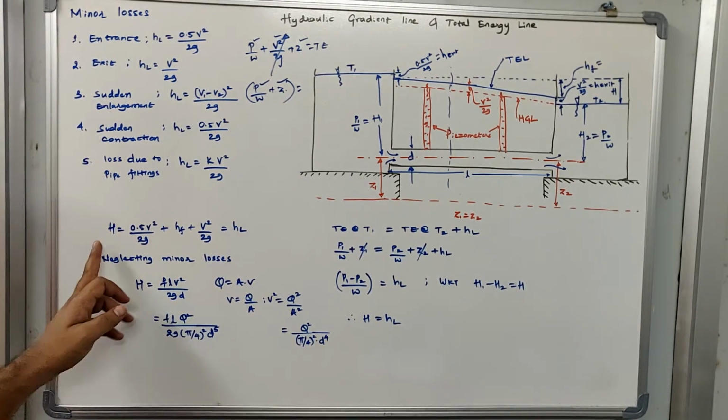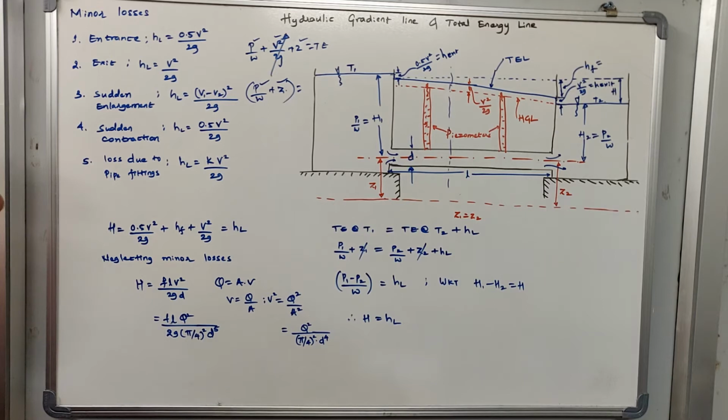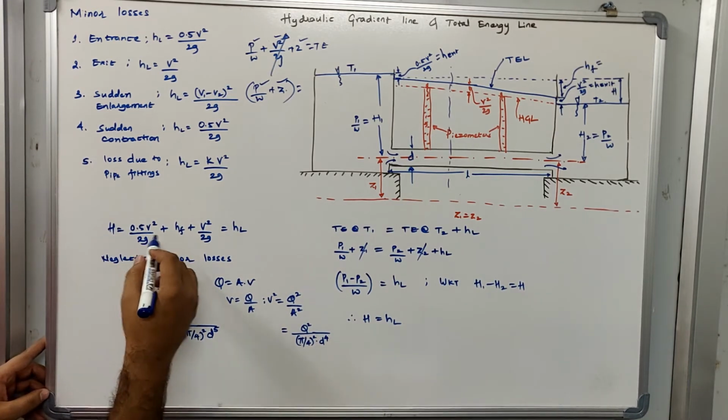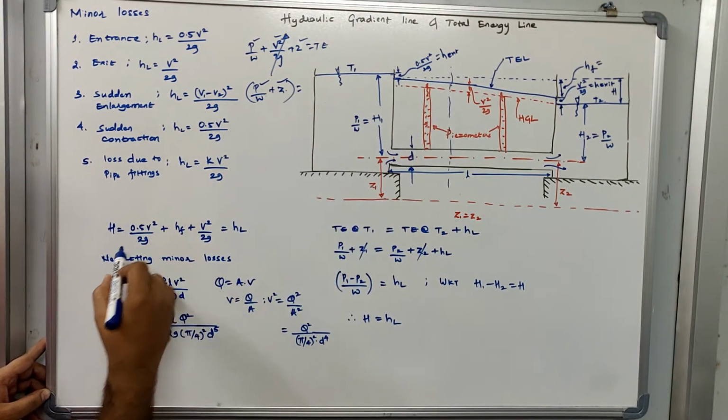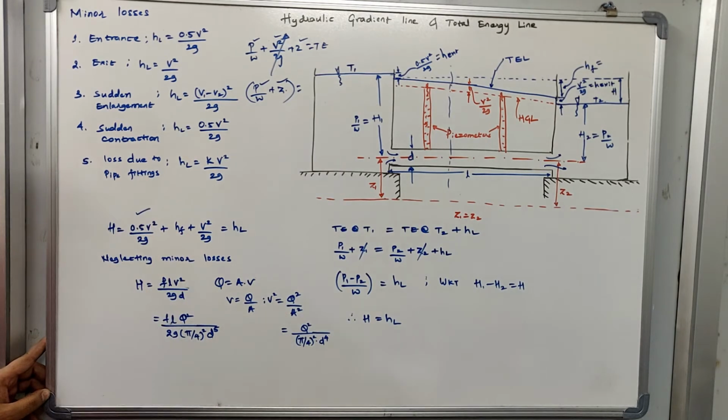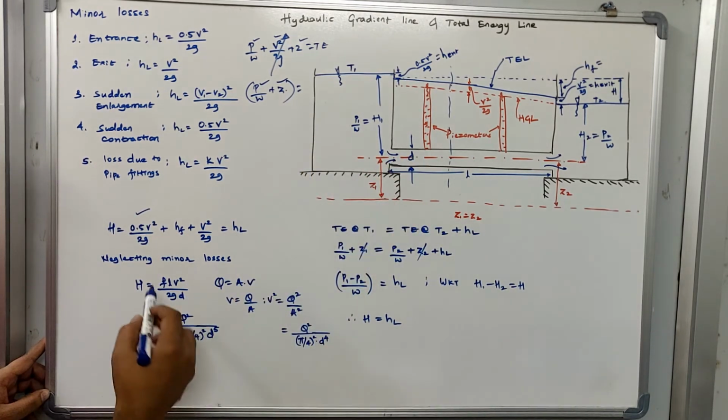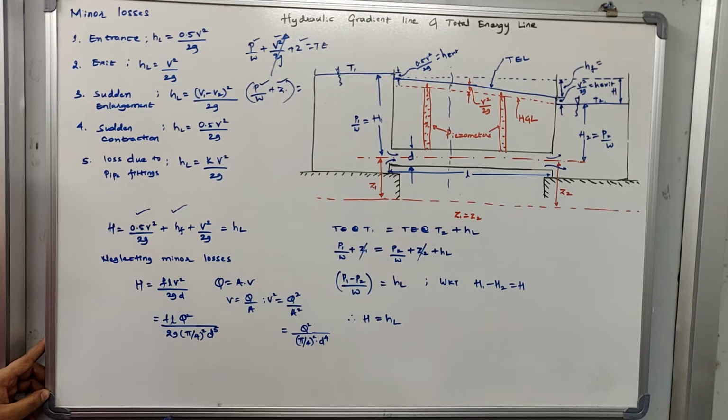Now going to HL, if I tell you to interpret what will be the HL, it will be equal to the sum of all the losses that have taken place. The first loss that you need to consider is the loss due to entrance. Then we need to consider the head loss due to friction. Then we are considering the head loss due to exit.